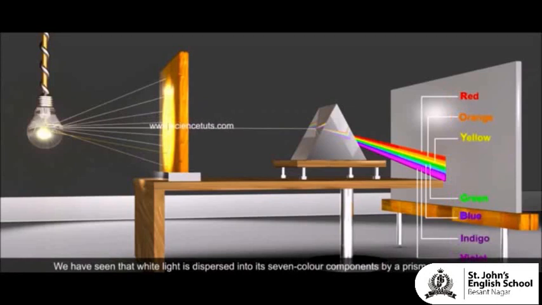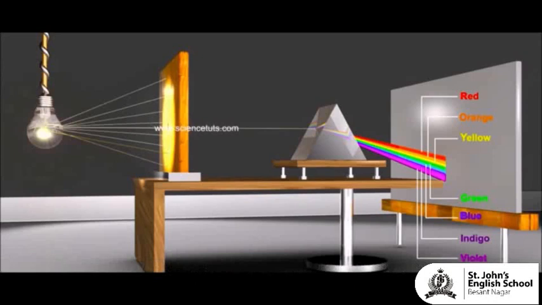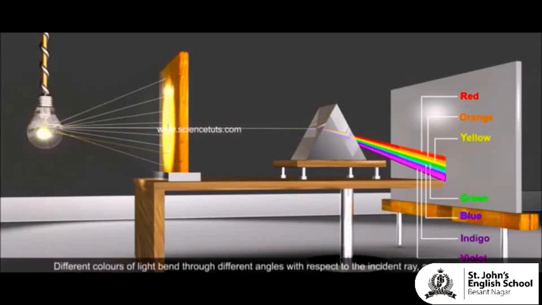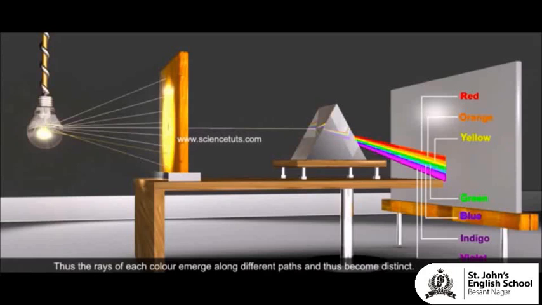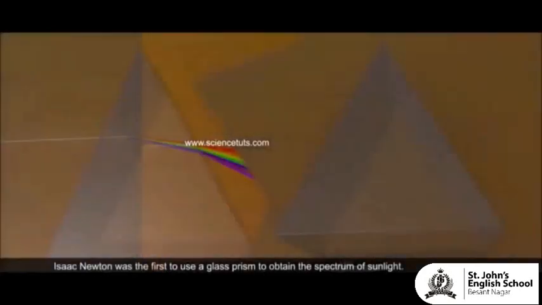Okay, 7 different colors are the VIBGYOR. The red light is seen to bend the least and violet the most. Red color is the upside of the spectrum, violet is the downside of the spectrum. So a narrow beam of white light passes through the prism and it splits into 7 colors.